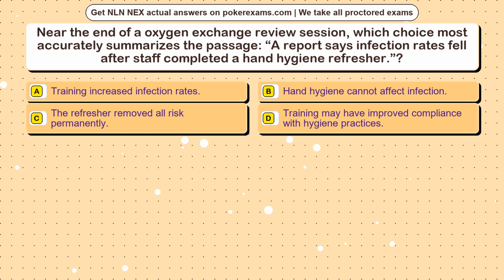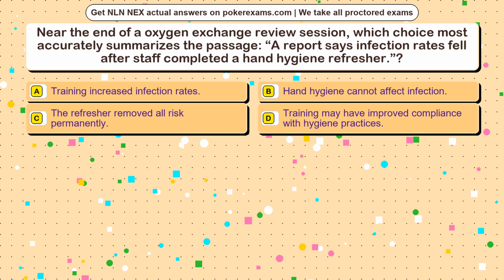Question 19. Near the end of an oxygen exchange review session, which choice most accurately summarizes the passage? A report says infection rates fell after staff completed a hand hygiene refresher. Option A, training increased infection rates. Option B, hand hygiene cannot affect infection. Option C, the refresher removed all risk permanently. Option D, training may have improved compliance with hygiene practices.